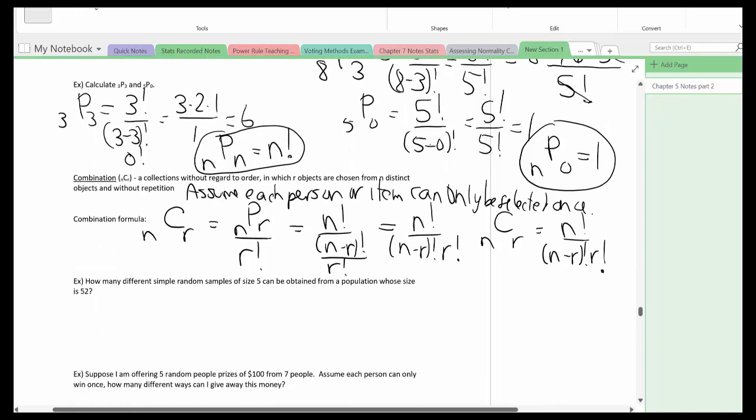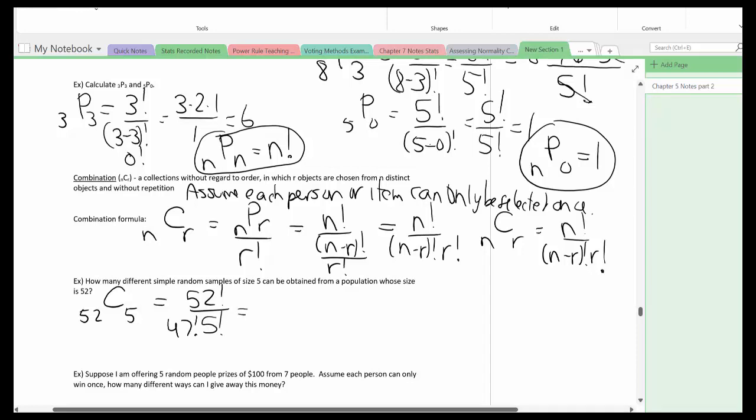Okay, let's take a look at an example then. How many different simple random samples of size 5 can be obtained from a population whose size is 52? So we're taking n items taken r at a time. Each individual person can only be picked once, and here the order doesn't matter. So this is a combination of 52 things taken 5 at a time, which is 52 factorial divided by, well, 52 minus 5 is 47 factorial, and then the r is 5 factorial.